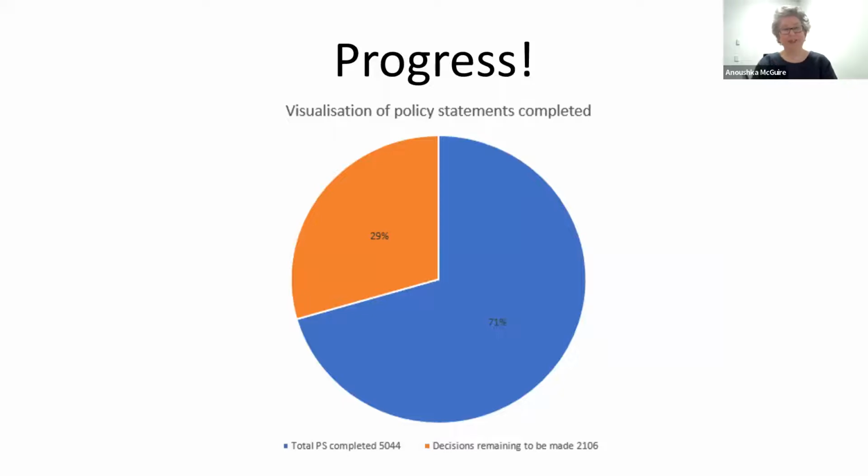So progress. This is where we're sitting right now, which is reassuring, that we are actually making progress, even though it has been slow at times. We have calculated that we require a total of 7,150 policy statements. We have made 5,044 so far, which is around 71% of the total.